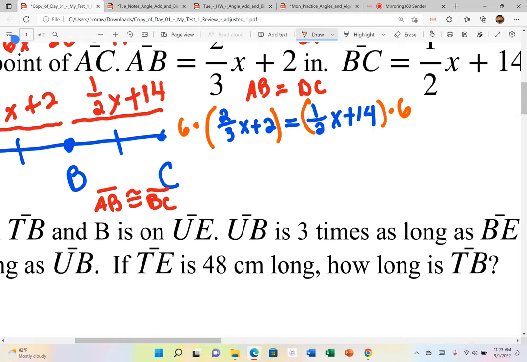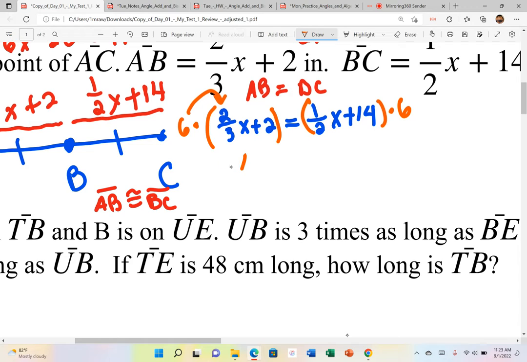I'm doing that to keep my equation balanced, right? If I were to use 6 on one side and 4 on the other side, my equation would become unbalanced and it would be an untrue equation, okay? As long as I do it to both sides, it's A-okay. Now, look what happens when I use the 6. 6 times 2/3 is 2x.